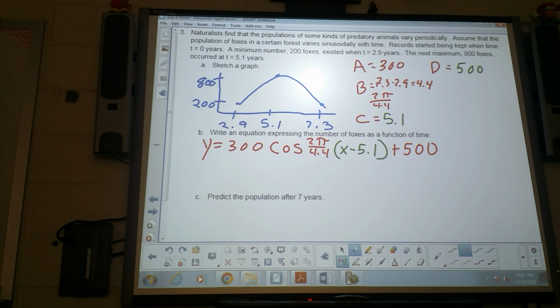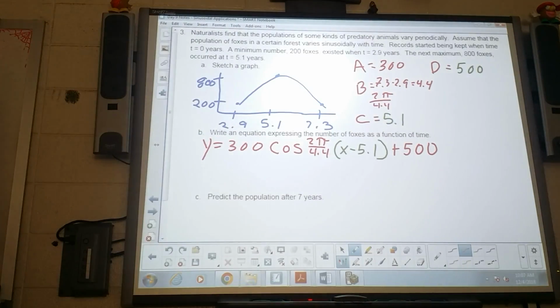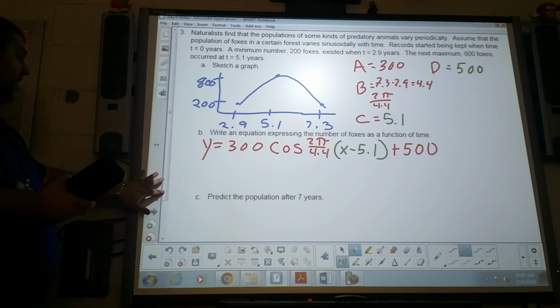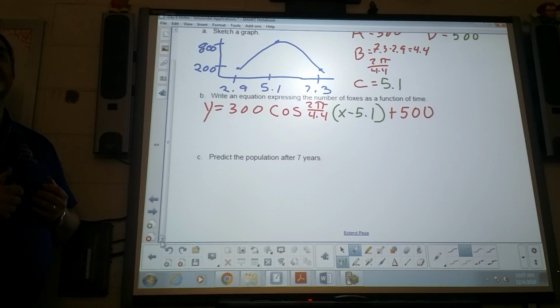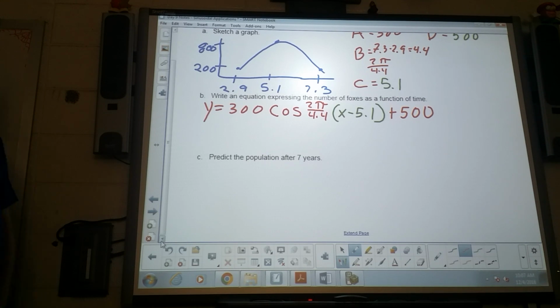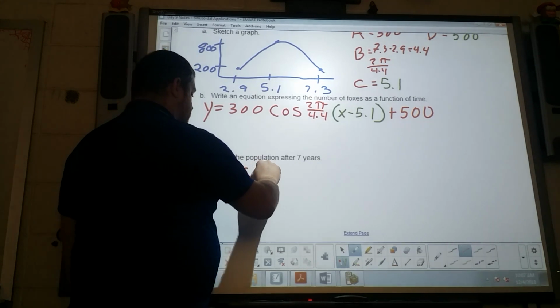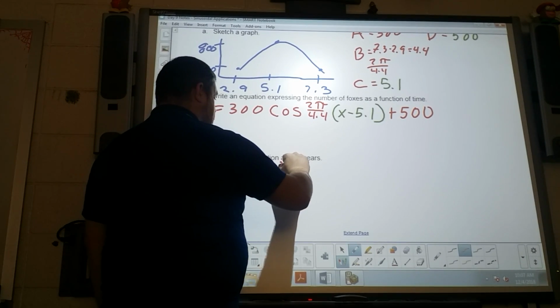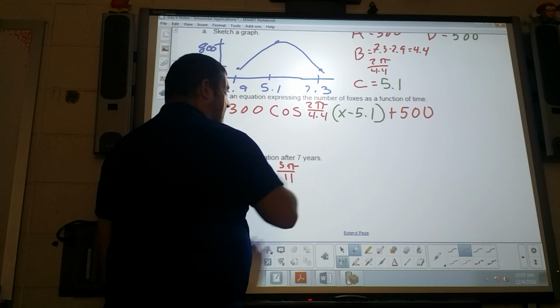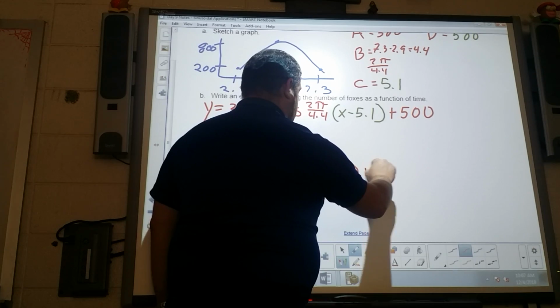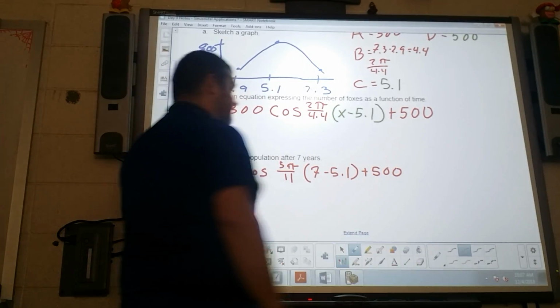Any questions on part B? So from there, then we can do part C. What number are we substituting x with? 7. So 300 times cosine. I'll change it to the 5 pi over 11 that a lot of y'all were using. And then 7 minus 5.1 plus 500.